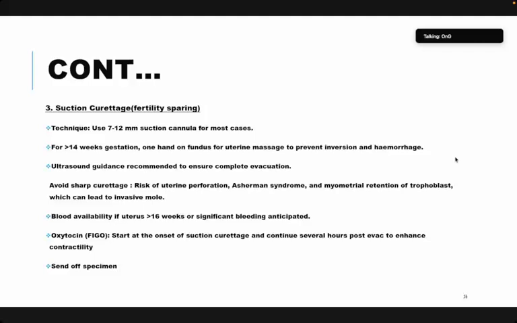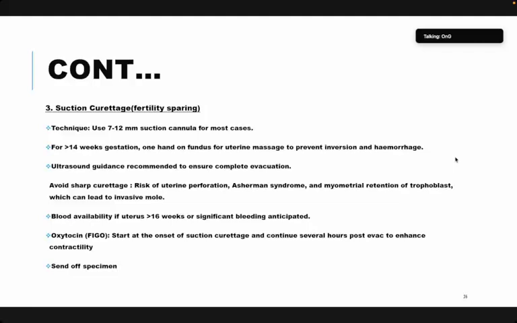Now, how you perform the suction curettage, obviously you do it to spare fertility. So you use a 7 to 12 millimeter suction cannula. And if the patient is above 14 weeks, you place one hand on the fundus, you massage the uterus to prevent uterine invasion and hemorrhage. And it's recommended that you do it under ultrasound guidance to avoid incomplete evacuation. And you always avoid sharp curettage because of the risk of perforation, Asherman syndrome, and myometrial retention of trophoblastic tissue.